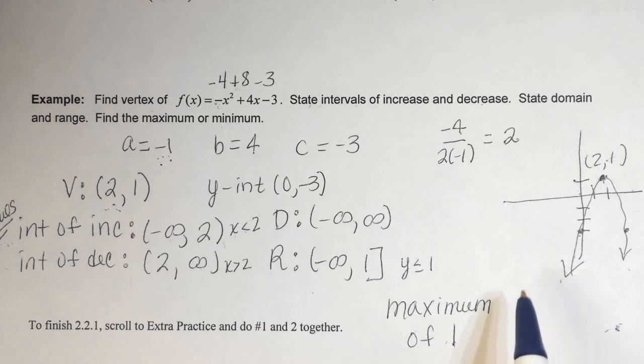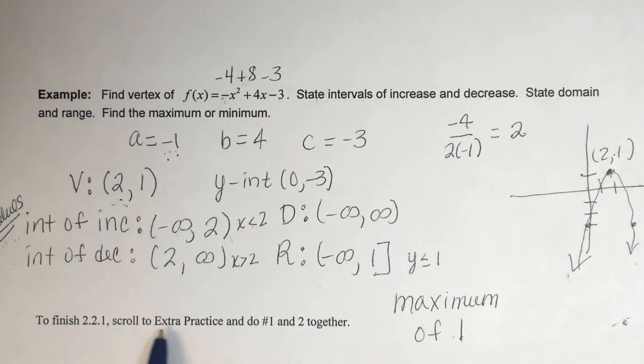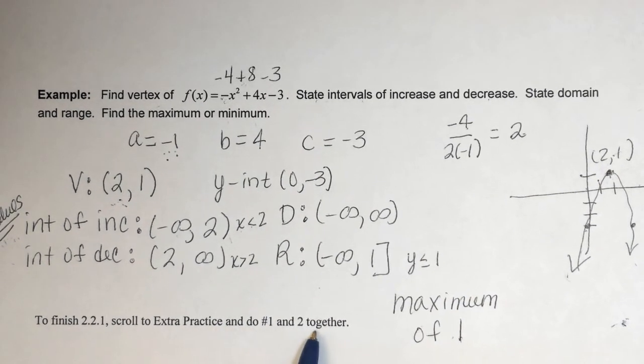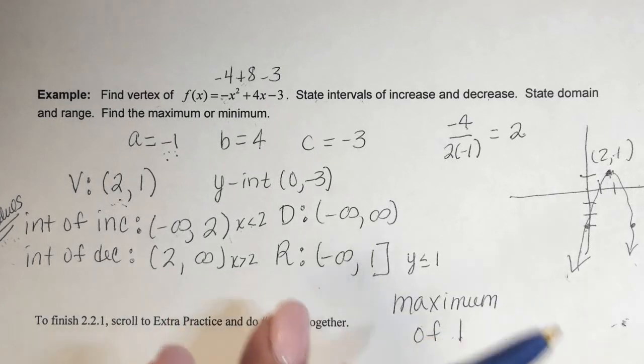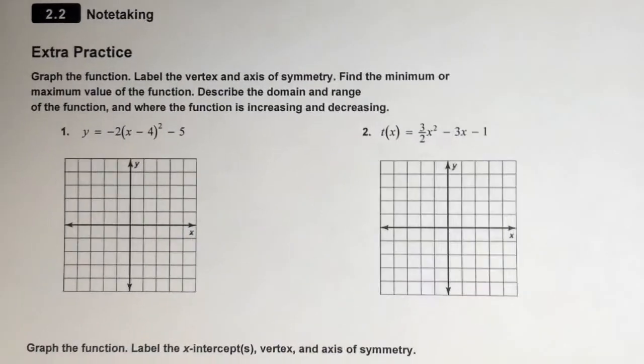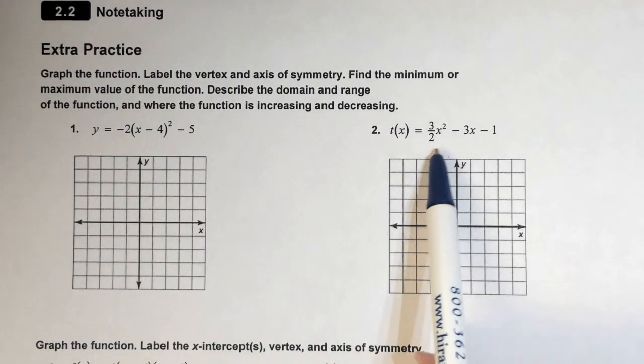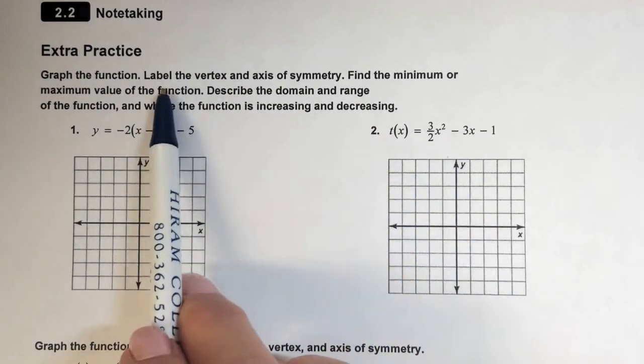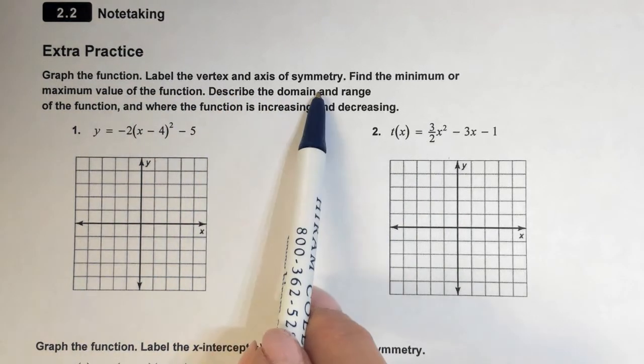Okay? All right, it says to finish 2.21, scroll to extra practice and do numbers 1 and 2 together. I'm going to do one with you, then you're going to do the other one on your own, and you will check it. Here are the extra practice. I'm going to do this one with you because it's the harder one. Label the vertex and the axis of symmetry.